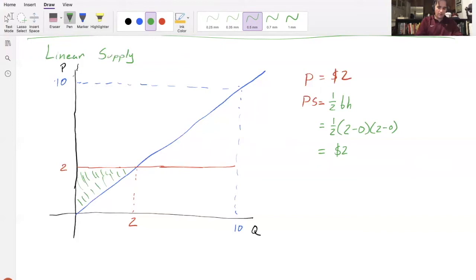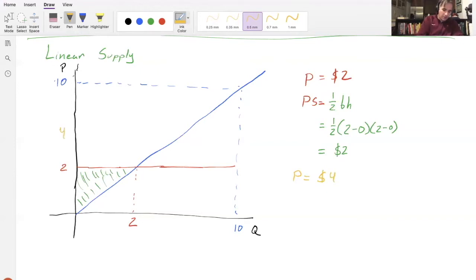And then, okay, so it's not any harder than before with linear demand. It's the same exact thing. Whereas with linear demand, we were looking for a triangle above the price line, here we're looking for the area of this triangle below the price line. And let's just do another price really quickly. So let's say price equals $4.